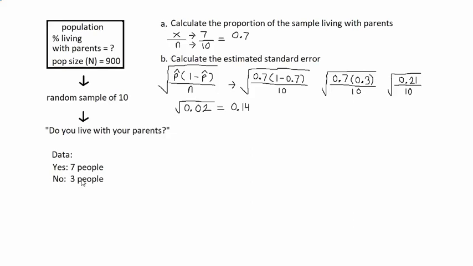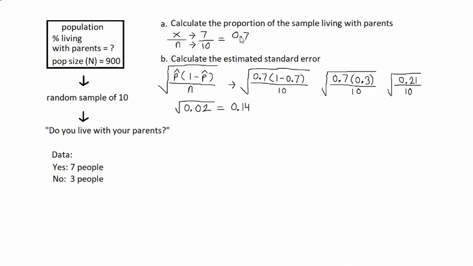And after that, the person calculates the proportion of the sample that lives with their parents. And to get this sample proportion, what the person has to do is count the number of people that live with their parents in the sample, which in this case is 7, and then divide that by the sample size of 10. So 7 divided by 10 would be 0.7. So 0.7 is the answer. So basically 70% of the sample live with their parents, which makes sense. It's 7 out of 10.